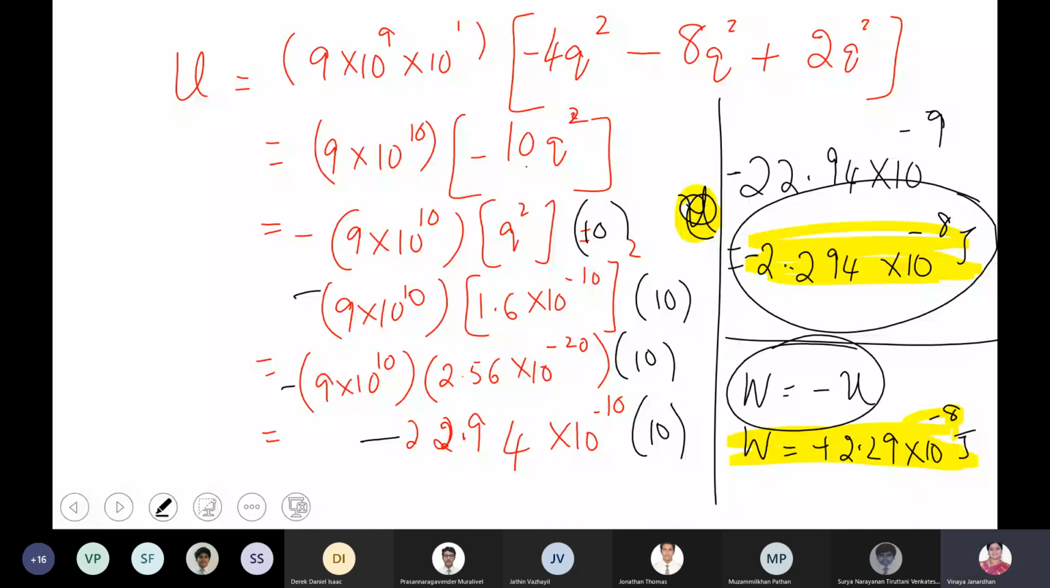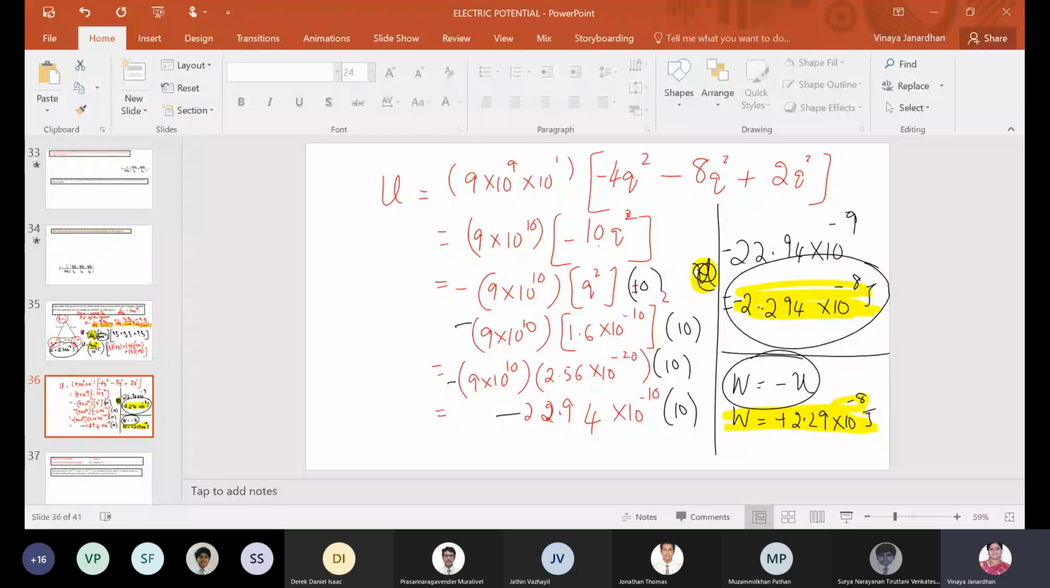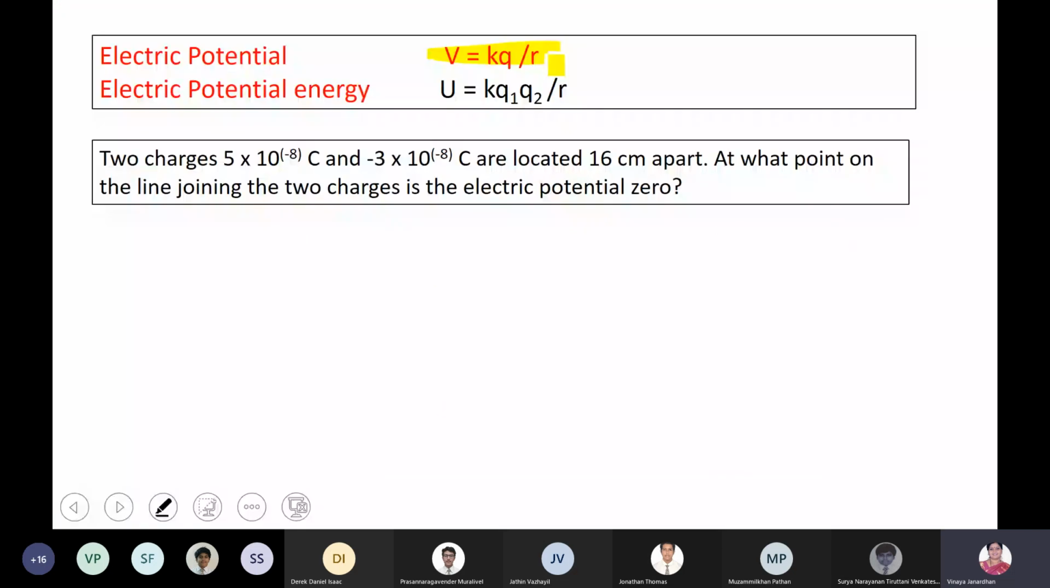Now look at the next question. It's about electric potential. So far we did electric potential energy. Now we'll go for electric potential. The general formula is V is equal to KQ divided by R. Now look at the question.